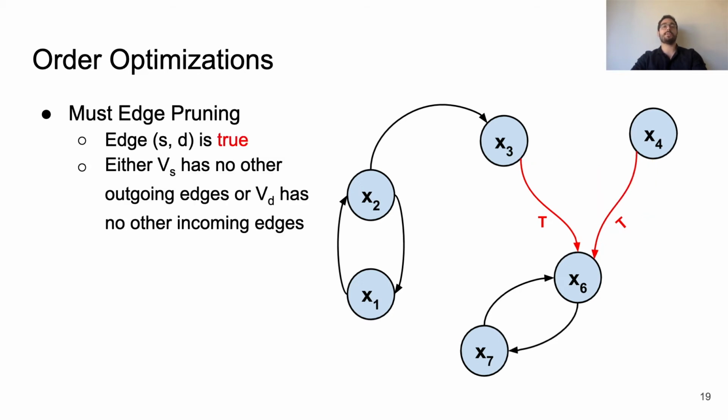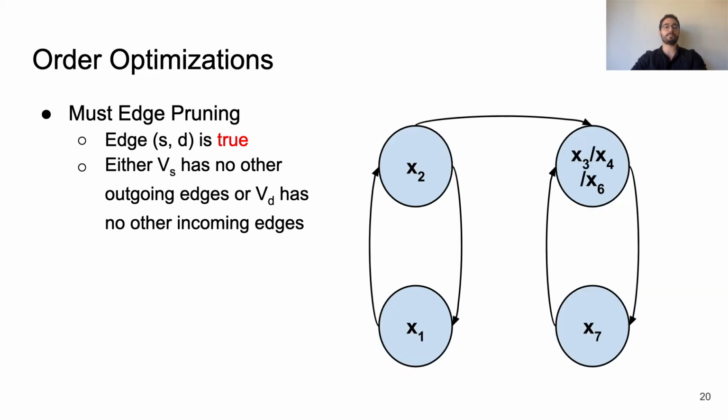Another optional analysis is called must-edge pruning. If there is an edge that is marked to be true, and either its destination has no other incoming edges, or its source has no other outgoing edges, the source and the destination of that edge can be safely merged. Both x3 and x4 have the latter property, and they both can be merged with x6.